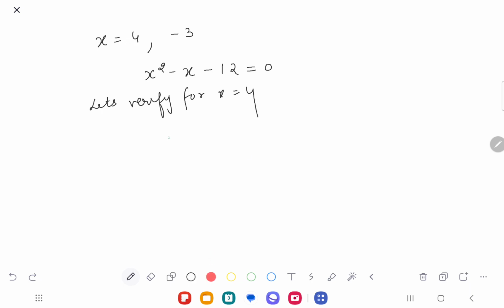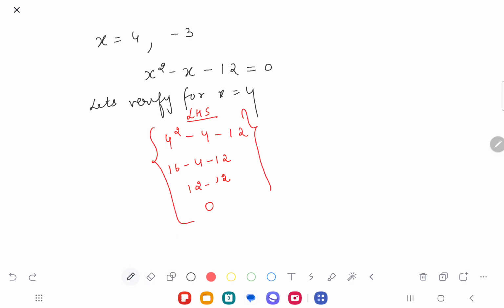Let's just put in the value. So it is 4 square minus 4 minus 12. Okay, this is my LHS. And it would be 16 minus 4 minus 12. So that shall be 12 minus 12. That shall be 0, isn't it? I hope you're understanding. So my answer shall be that x equals to 4 is the solution to this particular equation, isn't it?